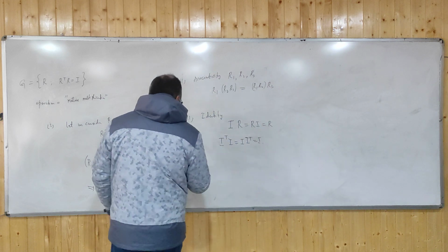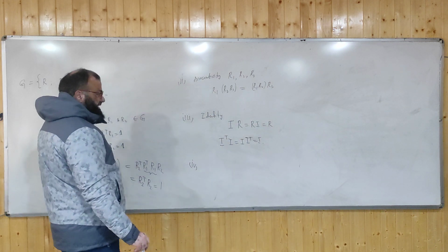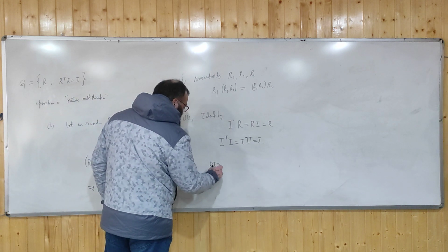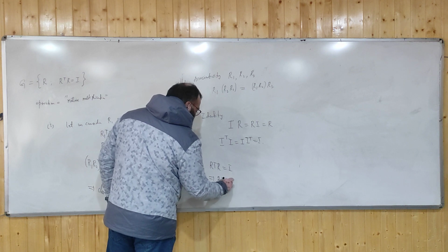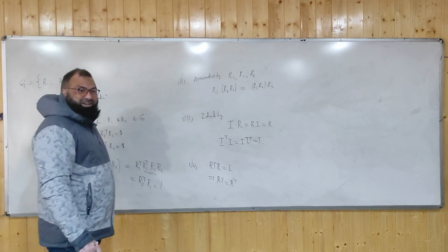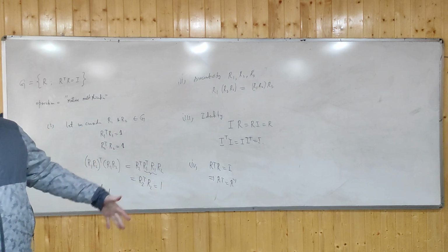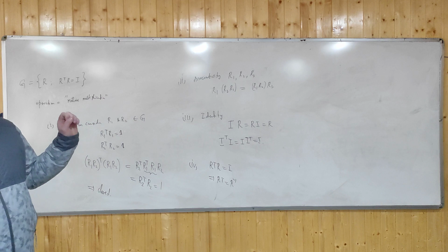Okay. So now let's take the fourth element. What is the inverse? From this very condition, you have R transpose R is equal to identity. It means R transpose is the same as R inverse. Clear? So that means the inverse of R exists. What is the inverse of R? That's R transpose. Clear?